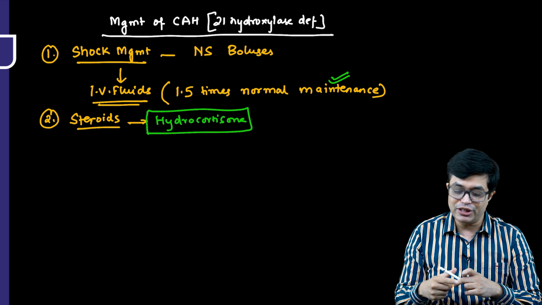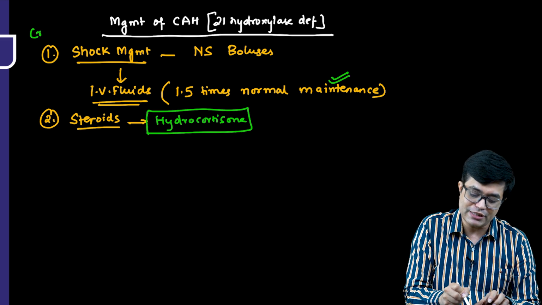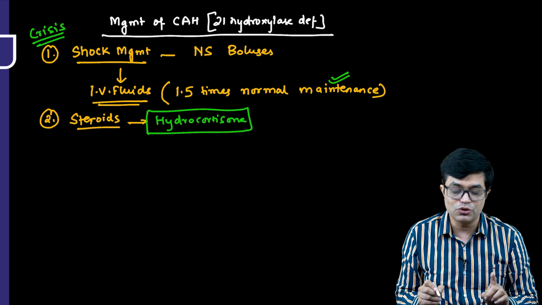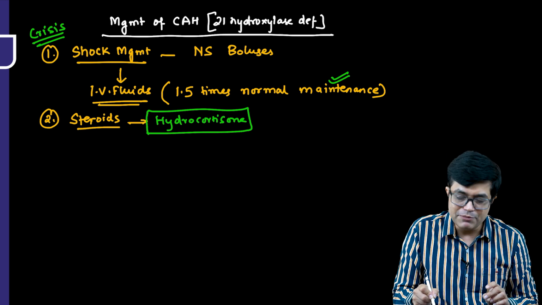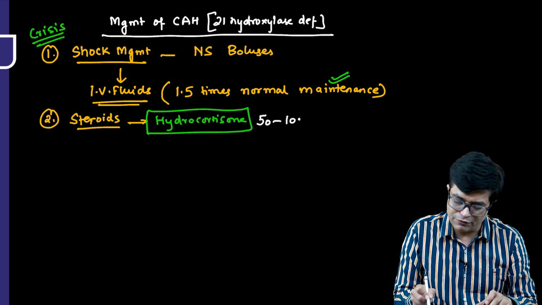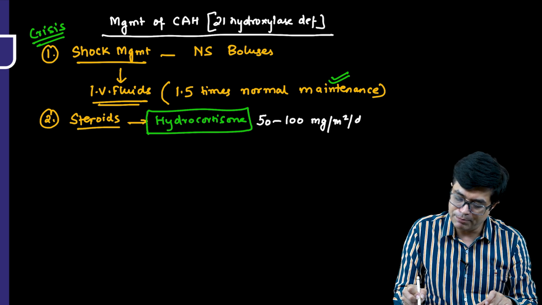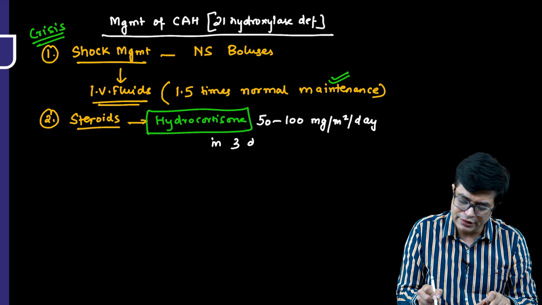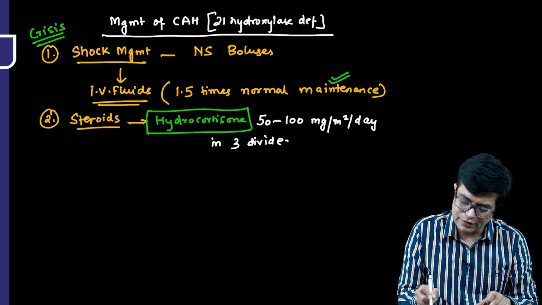So whenever a patient is presenting to you, since the patient has presented to you in crisis, you will be giving the higher dose. What is the higher dose you will be using? AIMS protocol as well as Nelson agree 2 to 3 times the higher dose, which is 50 to 100 milligrams per meter square body surface area per day. And it is not given as a single dose, it is given in 3 divided doses.